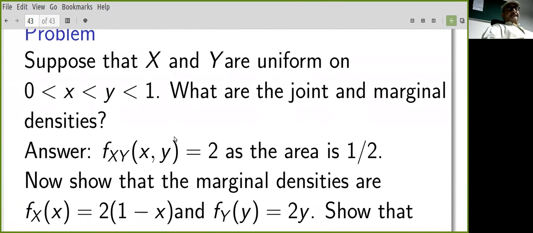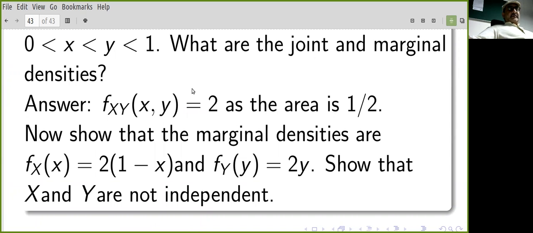Well, since they're uniform, it means that f sub xy takes a constant value and integrates to 1. So the way to do that on that region is to set f sub xy of x, y equal to 2. How do I find the marginal density? Well, we can do the exercise. You find the marginal densities are f sub x of x equals 2 times 1 minus x, and f sub y of y is equal to 2y.